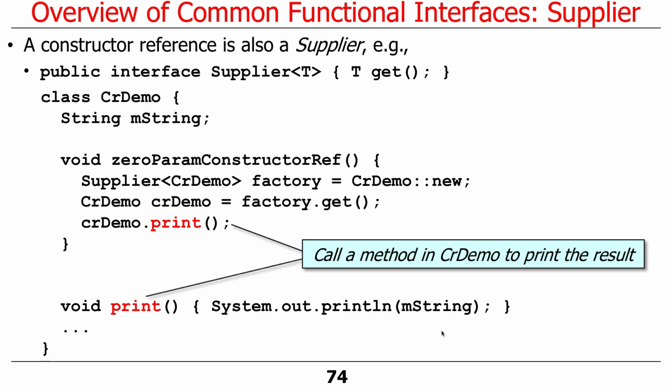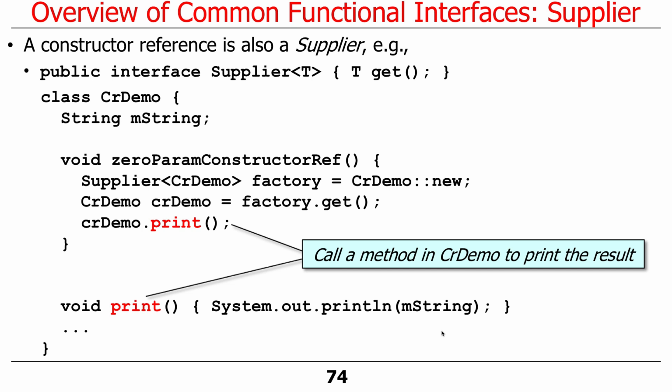But one of the cool things here is, once you create this supplier, once you create factory, supplier, CR demo, you could then pass that to other functions in your program, and then they could use that factory to make objects. And that way you could have one piece of code that knows how to make something, but you could pass it different types of suppliers with different kinds of objects to make different kinds of things.